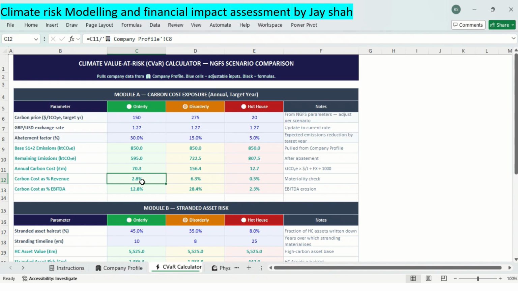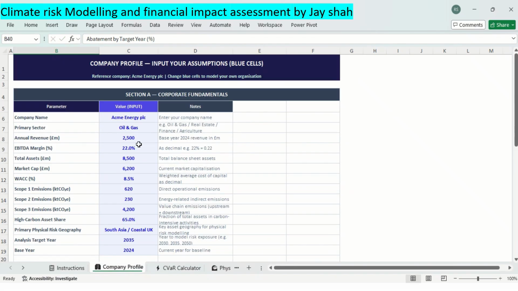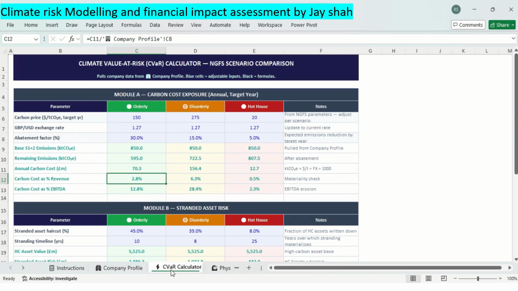Row 12, carbon cost as a percentage of revenue, is the annual carbon cost divided by revenue. This cross-sheet formula divides the carbon cost in C11 by the company profile sheet's C8, the annual revenue, and it comes to 2.8 percent. So carbon cost as a percentage of revenue is 2.8 in the orderly scenario, 6.3 in the disorderly, and in the hothouse it is 0.5%, which is a materiality check.